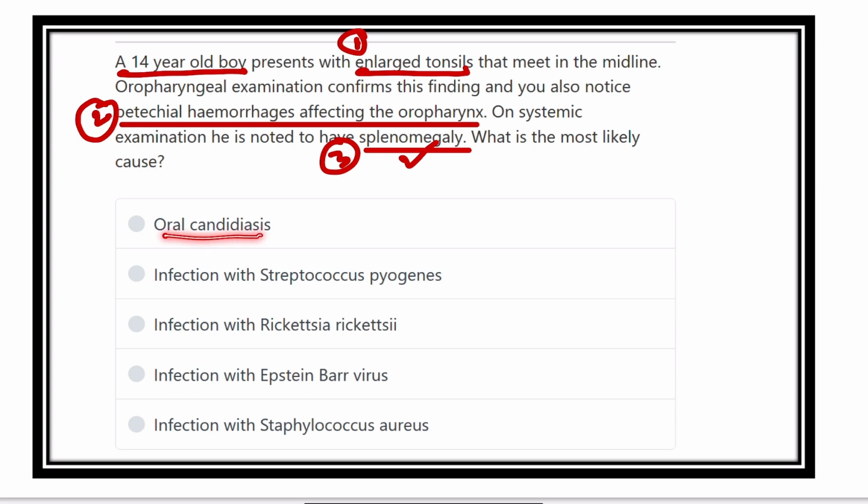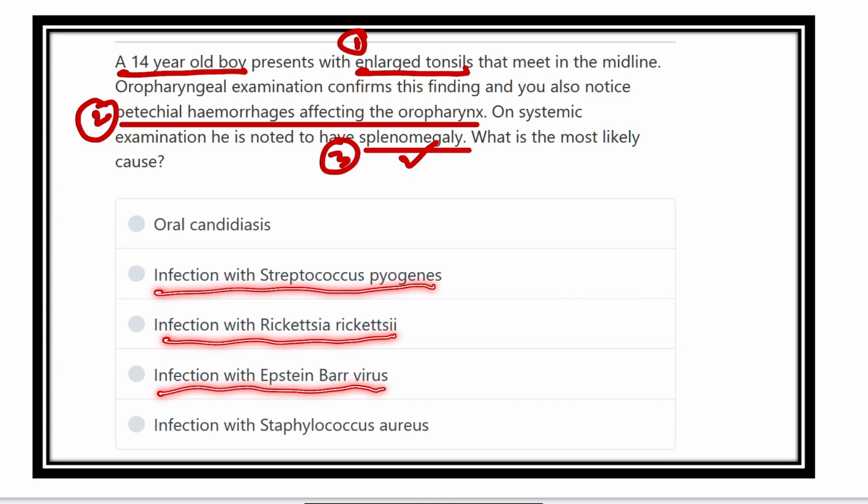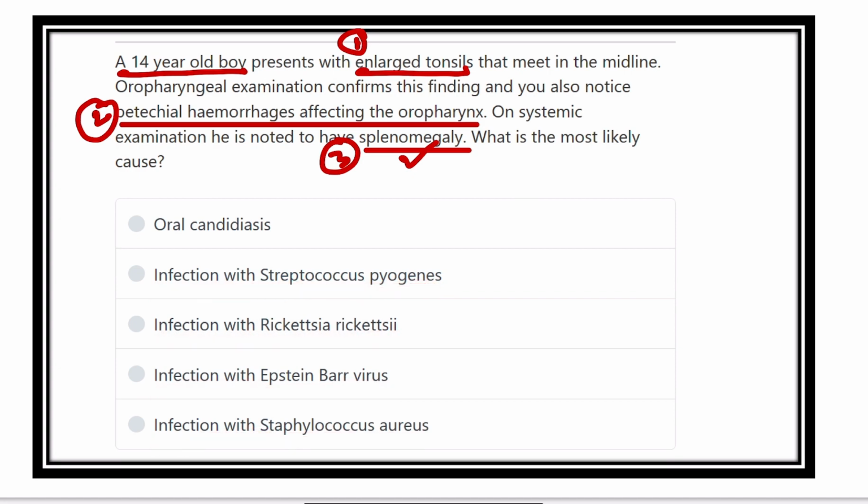Here we can see oral candidiasis, infection with Streptococcus pyogenes, infection with Rickettsia rickettsii, infection with Epstein-Barr virus, and infection with Staphylococcus aureus. First of all, let's see oral candidiasis. Oral candidiasis usually occurs in immunocompromised patients, but here this is a 14-year-old boy. That means he is immunocompetent, not immunocompromised. So oral candidiasis is not a good answering option for this question.